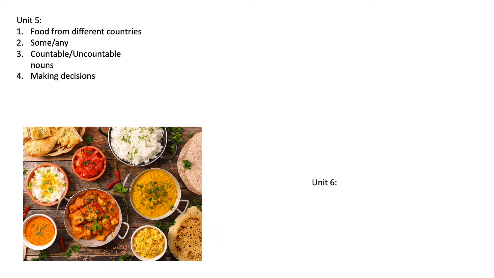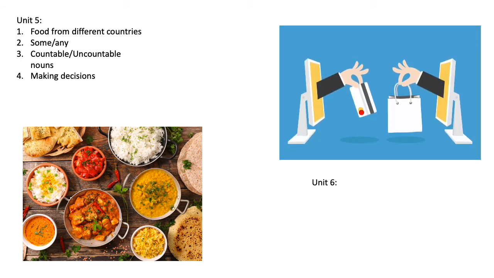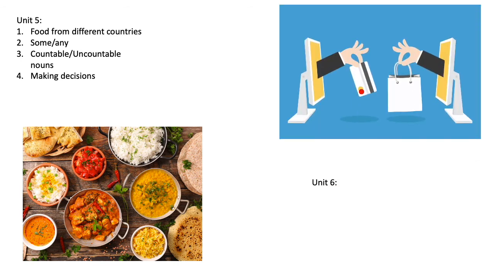Moving on to Unit 6, that was about buying and selling. So how to choose a product or service. And we used past simple for our grammar in this unit.